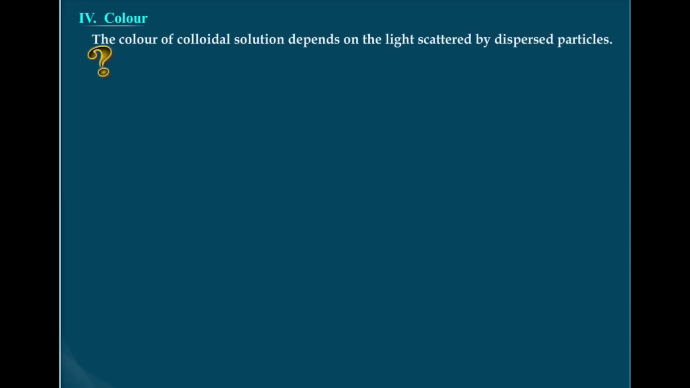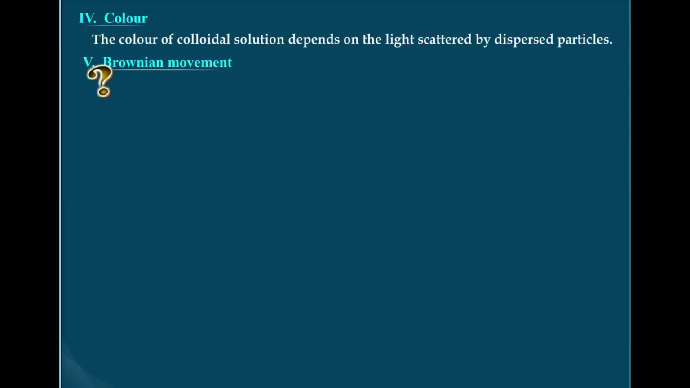The next property of colloidal solution is color. The color of the colloidal solution depends on the wavelength of light scattered by the dispersed particles. The wavelength of light further depends on the size and the nature of the particles. As the size increases, the wavelength also will change.